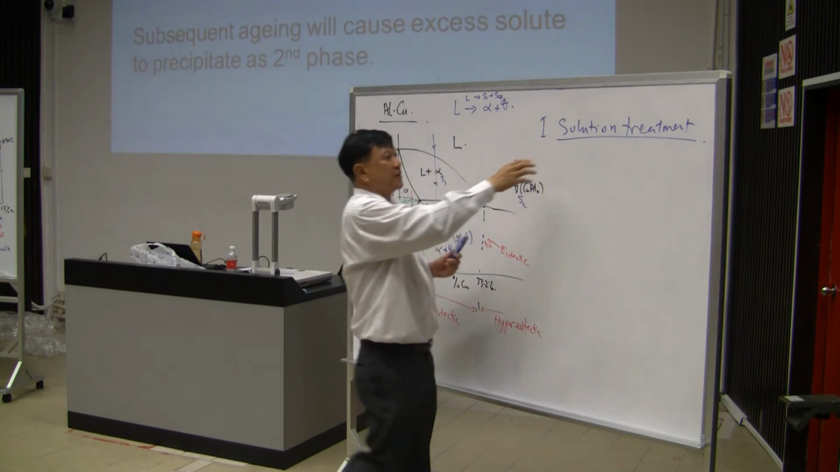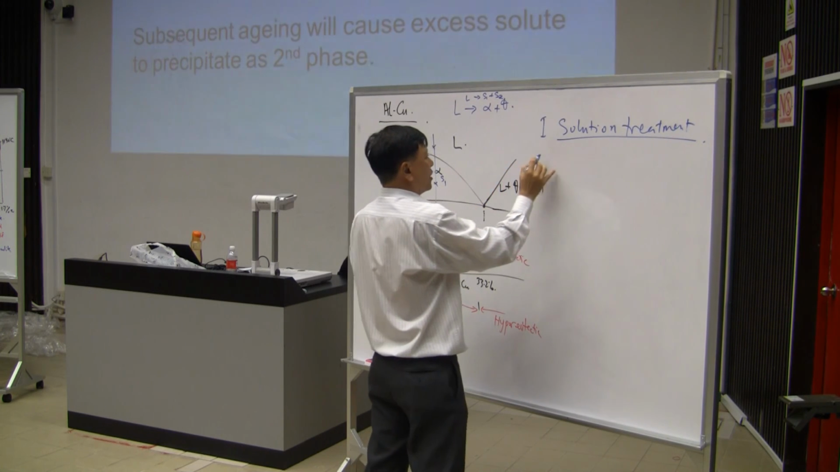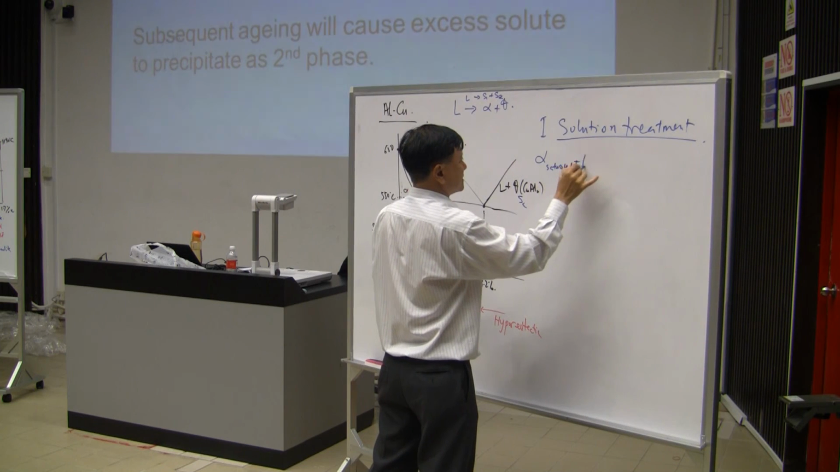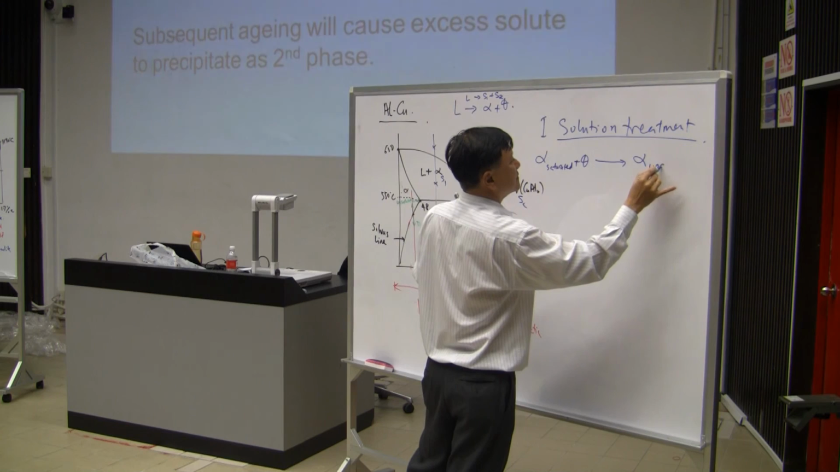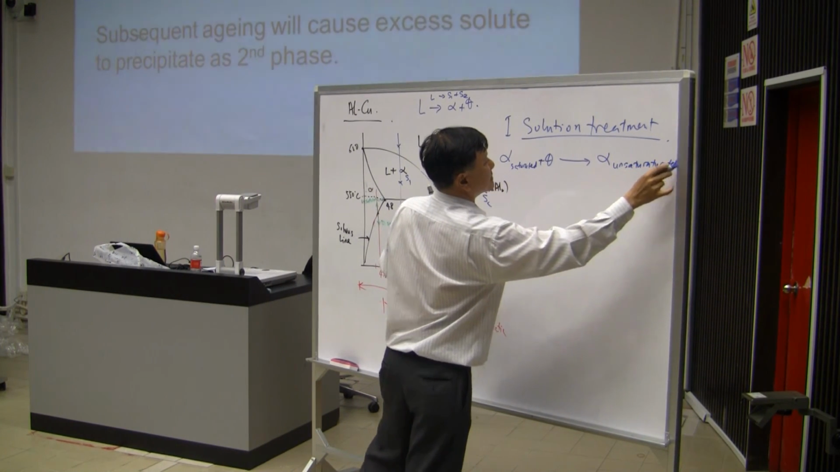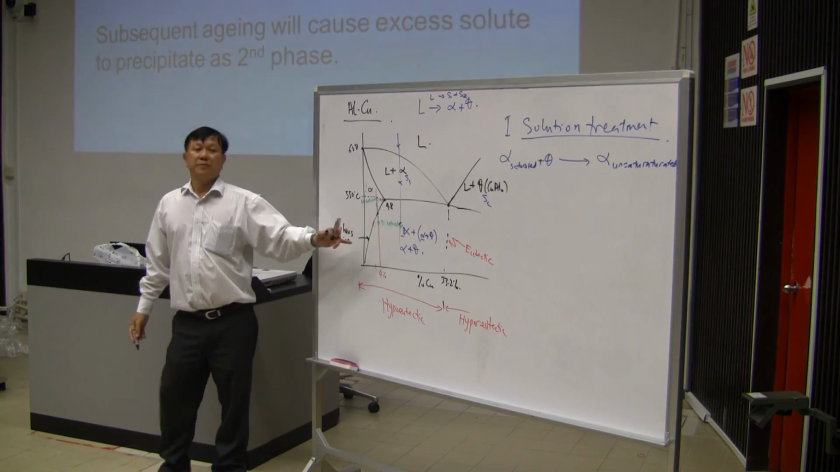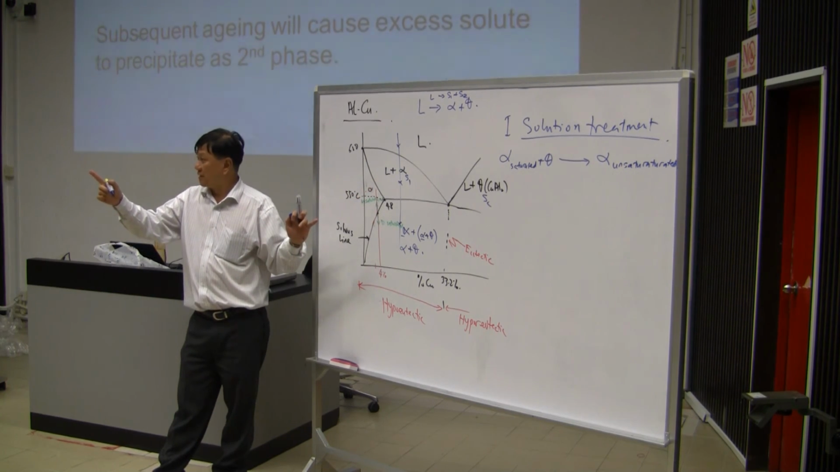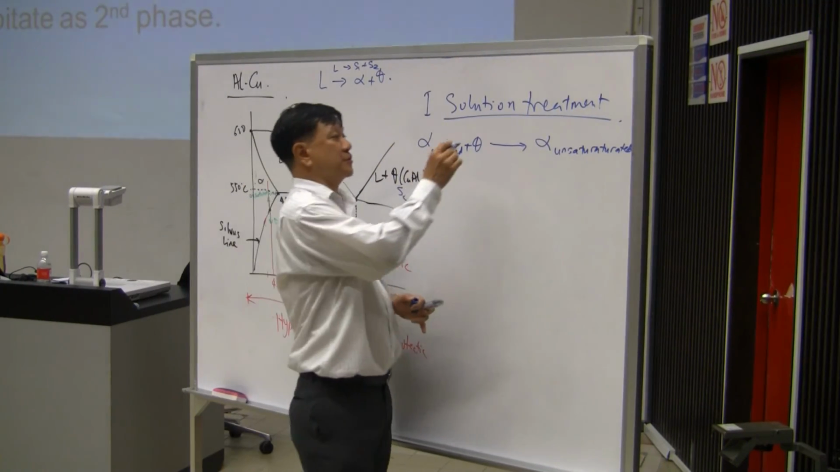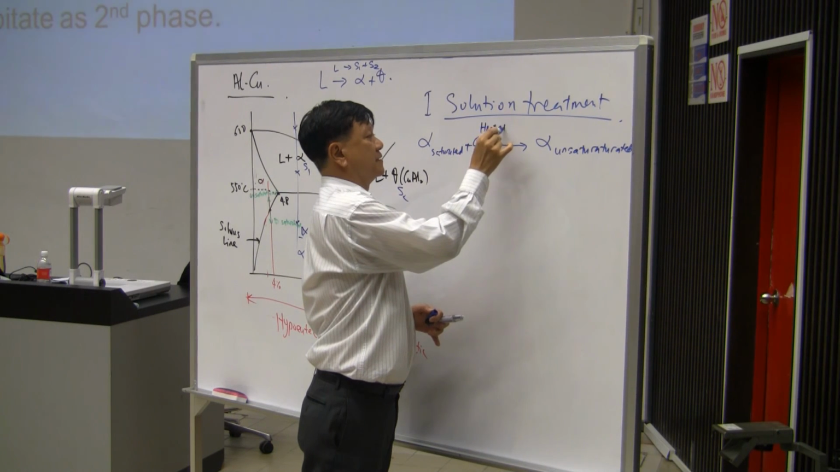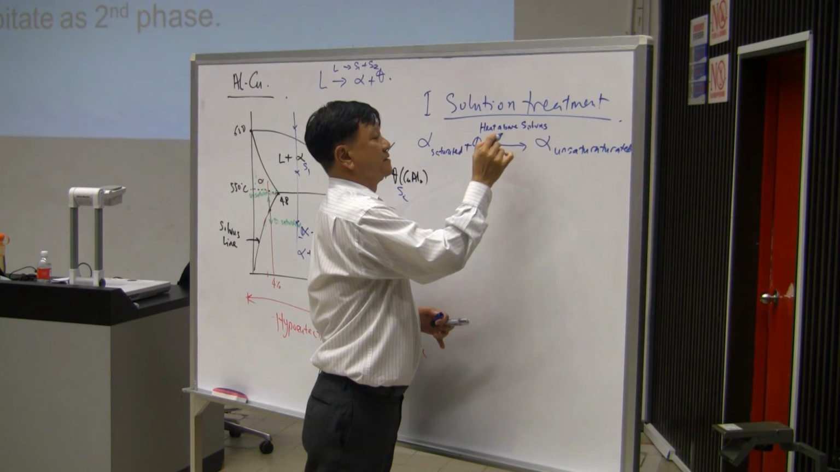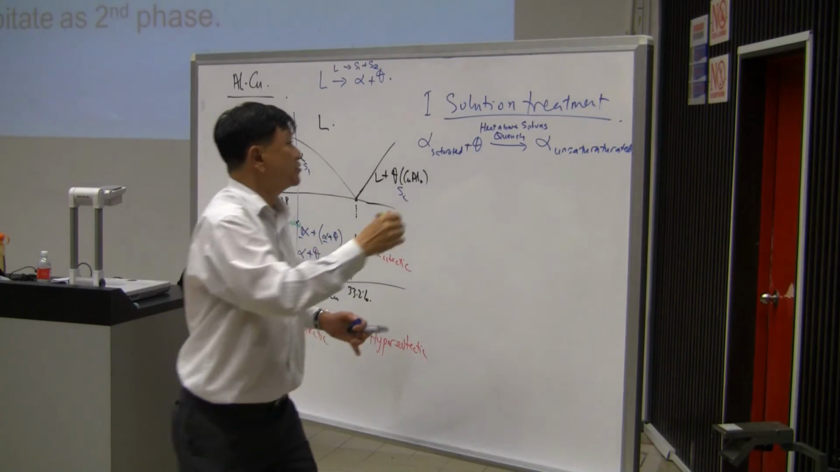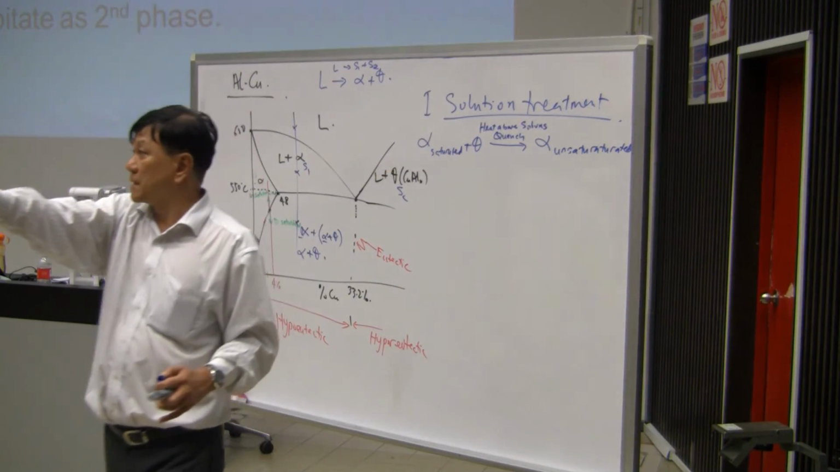Okay, so in your solution treatment, your alpha saturated plus theta will change to alpha unsaturated. That means you heat it up and it becomes unsaturated. Can you remember this line here? Above it is unsaturated, right? But what do you do? You must heat above the solvus line, and then what must you do? Quench. Remember this, you must quench.